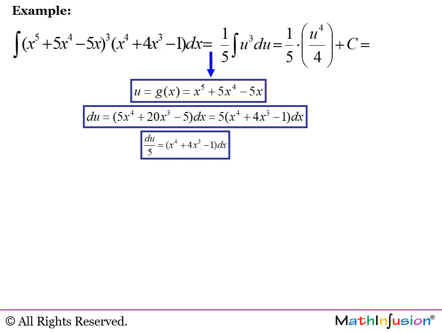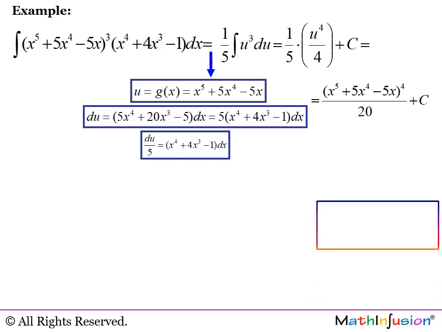which equals 1 over 5 because of the constant. The antiderivative of u to the power of 3 is u to the power of 4 over 4 plus c. The only thing left to do is to write now this as a function of x. So now I'm going to replace u by x to the 5th plus 5x to the 4 minus 5x, and please in parentheses because all of this is to the power of 4. And if you look at the denominator, we have 4 times 5, which is 20, and we get that.